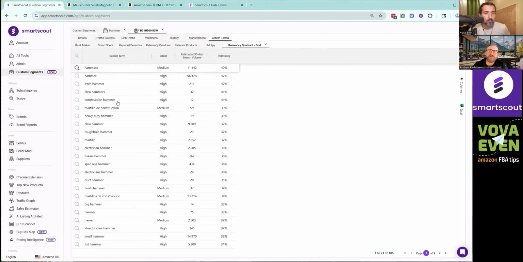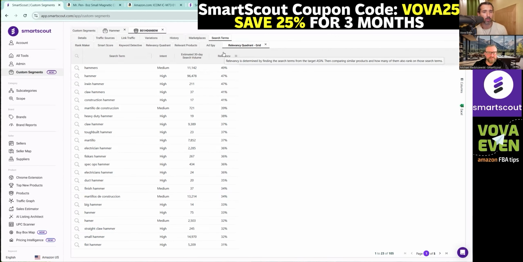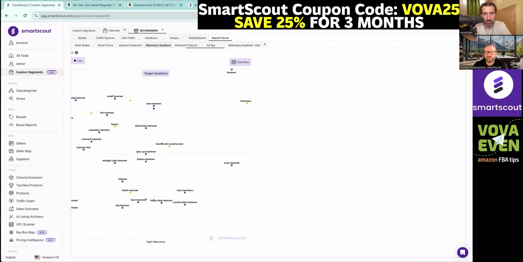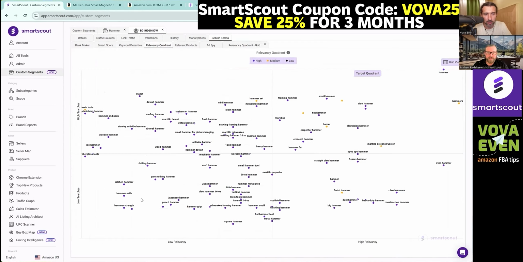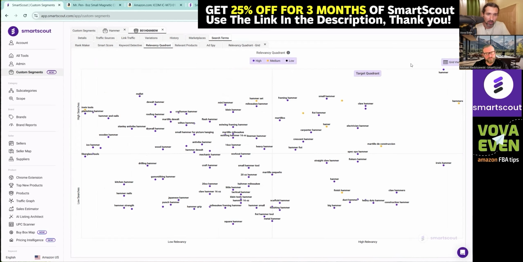If I'm searching, like, what are the best hammers? But then hammer is kind of like this hammer almost. Or Irwin hammer, right? All right, Relevancy Quadrant. Cool. Nice for understanding your niche. We can try and test these keywords in ads, add them to our listing.